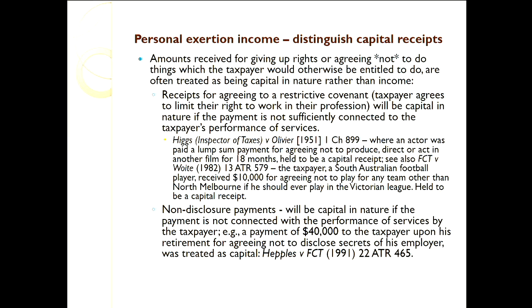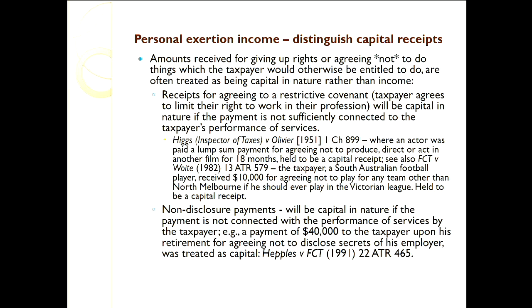Now, an Australian case, so that Laurence Olivier case is actually an English case. An Australian case, FCT and Voita, illustrates the same principle. Here you had a football player. He was in the South Australian League, right? He received a payment of $10,000 from the North Melbourne Football Club for his promise that if he should ever play in the state of Victoria, where Melbourne is, he would only play for North Melbourne.